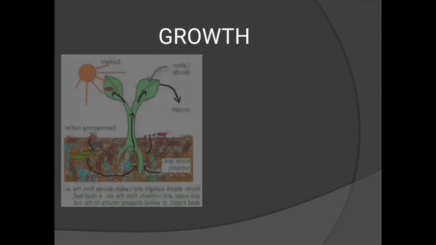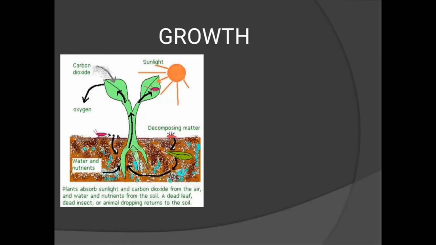And the next biological energy requirement is growth. Remember when we talk about the characteristics of living things, we talk about growth, which is an irreversible increase in size, mass, and complexity of an organism. So for growth to occur in either plant or animal, or generally in a living organism, it requires energy.